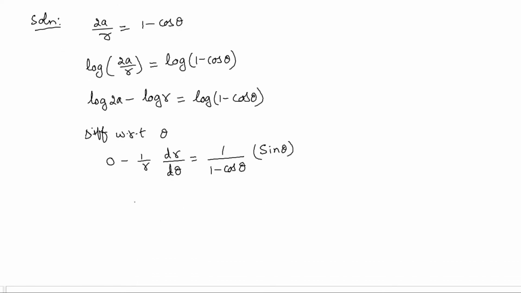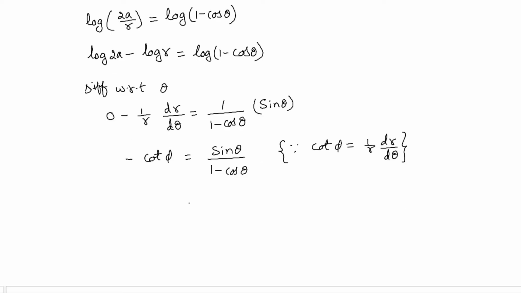So this will be nothing but minus of 1 by r dr by d theta, which is nothing but cot of phi, is equal to sine of theta divided by 1 minus cos theta. So I've used the result cot phi is equal to 1 by r dr by d theta. So I've replaced the value of 1 by r dr by d theta as cot of phi in this step.